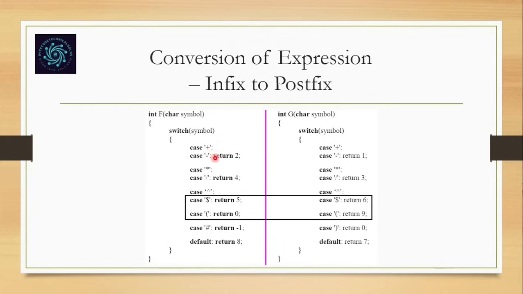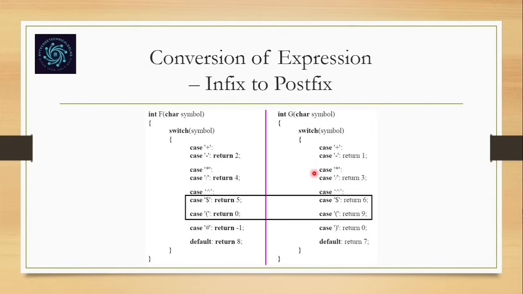If plus and minus appear, we take the value as 2. If asterisk or division symbol appears, we take it as value 4. If a caret symbol or a dollar symbol appears, we take it as value 5. If the opening parenthesis comes, we take the value as 0. If the case is hash, then it returns -1. If none of the listed symbols appears, then it must be an operand, and by default we return 8.